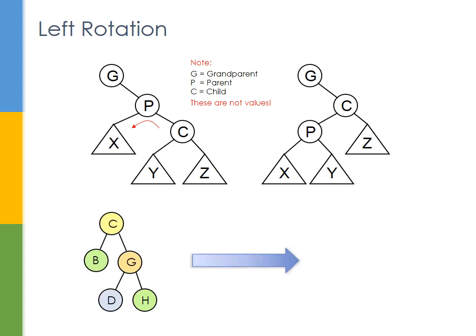So let's look at this in terms of an actual binary search tree. Here we have a series of letter values stored within a binary search tree, and we then want to perform a left rotation around C. So in other words, G is going to rotate about its parent C. So take a moment to pause the video and try to draw the tree that would result from this left rotation.